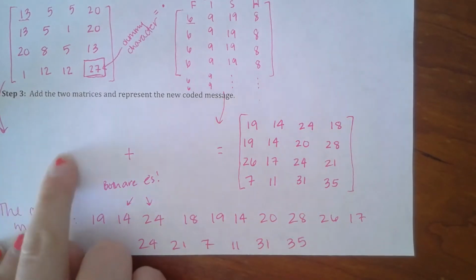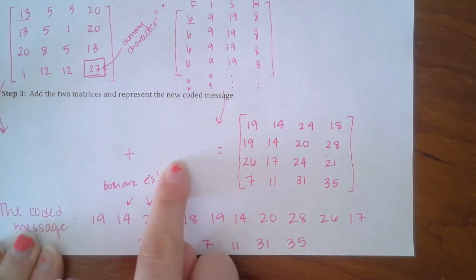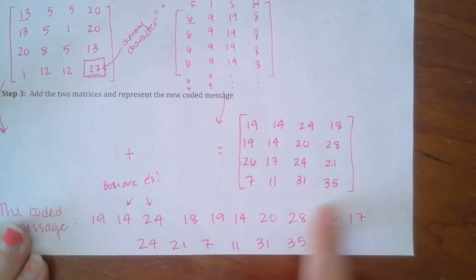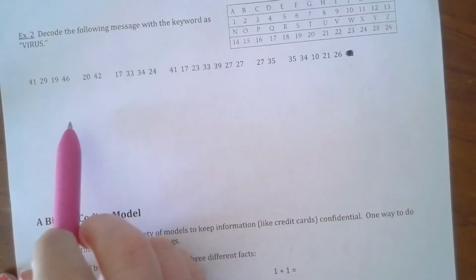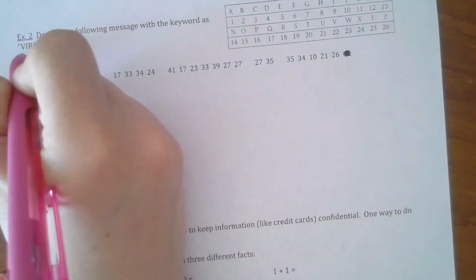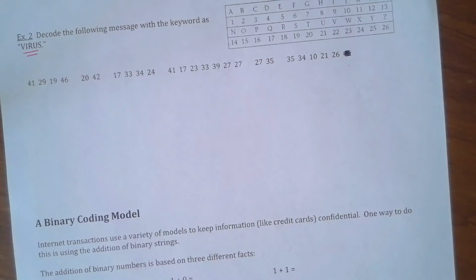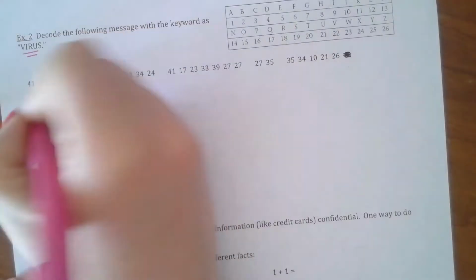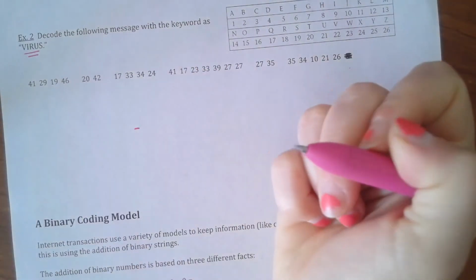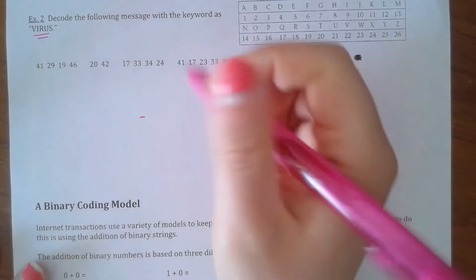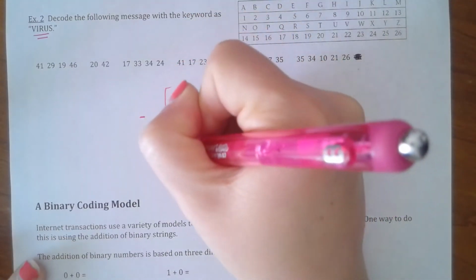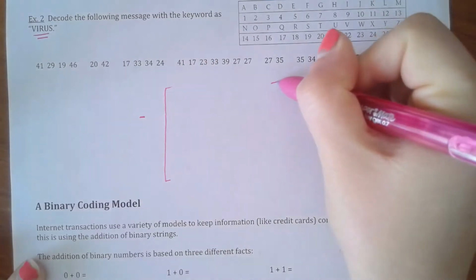So if I'm working backwards to get the message, I know I added on the keyword matrix. So in order to work back here, I would have to subtract it off. So we're going to put the message that we end up getting into a matrix. But remember, because we have this keyword of virus that has 5 letters, we're going to subtract a matrix that's going to be a 5 column matrix, since we have that 5 letter keyword.